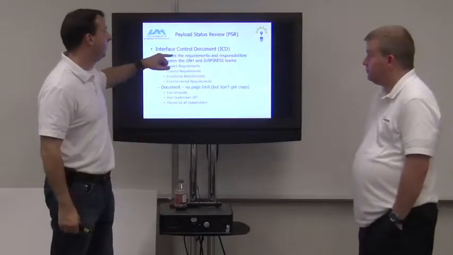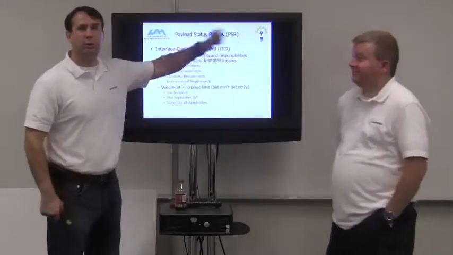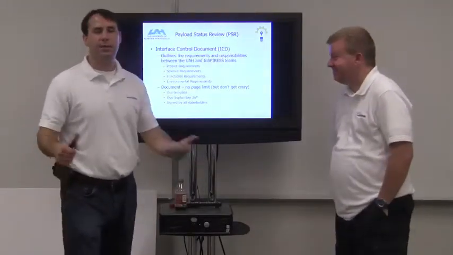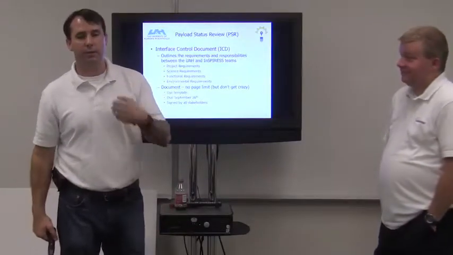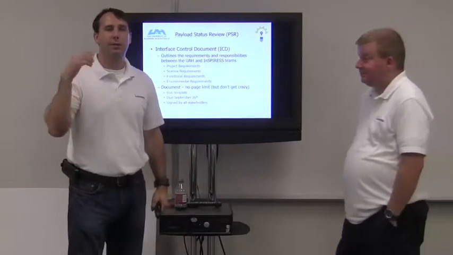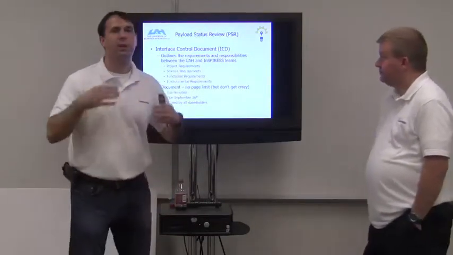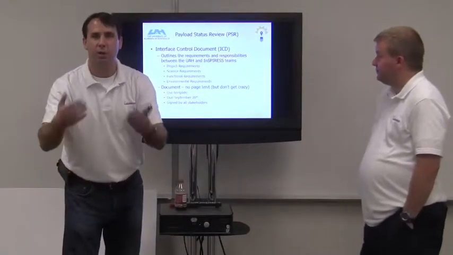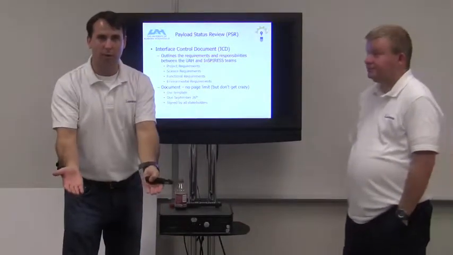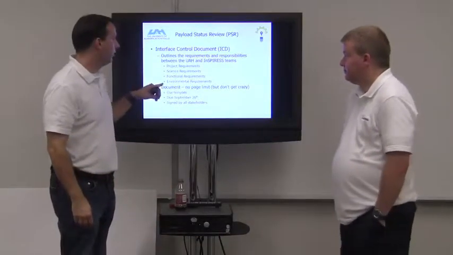The first is the interface control document. It's a Word file that describes, as we talked about in the introduction presentation, the requirements. Basically, this is your team saying back to UAH, we understand our requirements. There are four major types of requirements: project, science, functional, and environmental.